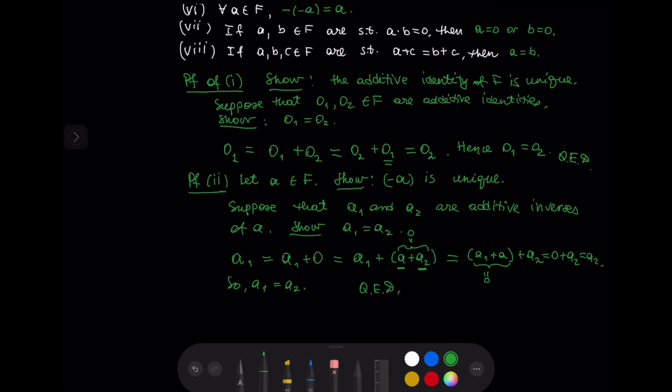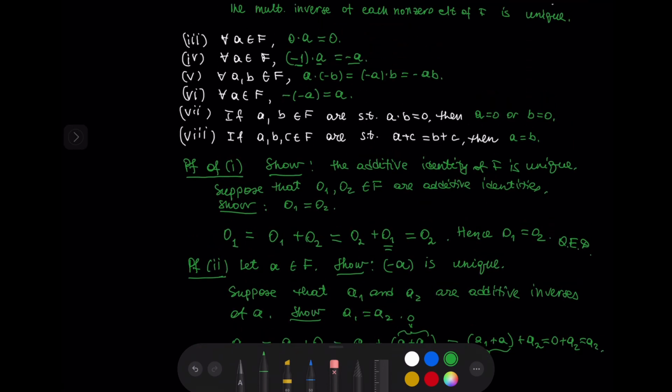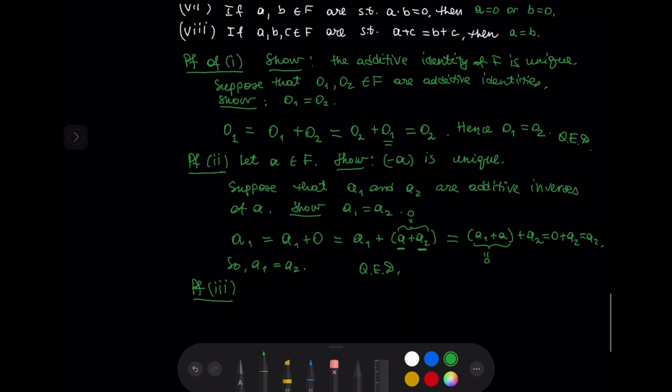Now let us prove the property III. So let us recall what that property is. So the property III is the following. For every A in F, 0 times A is equal to 0. So let A be an element of F. We want to show that 0 times A is equal to 0.